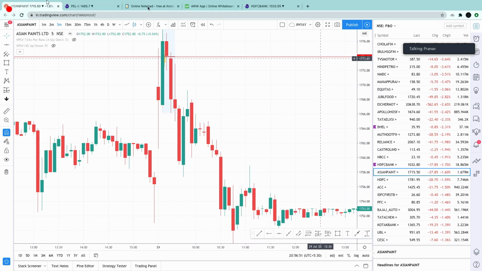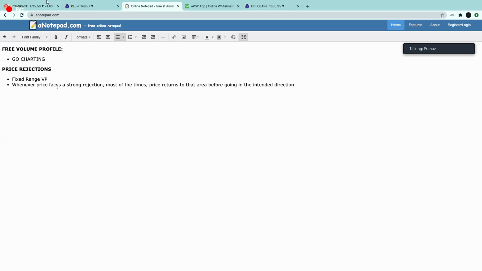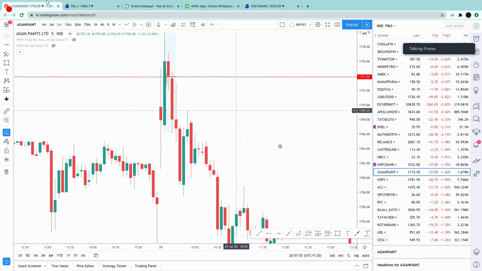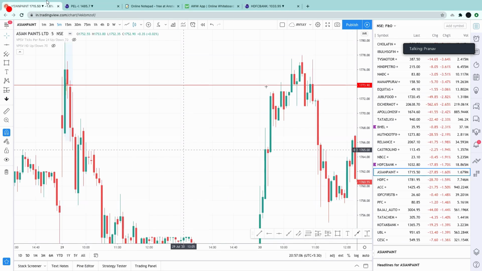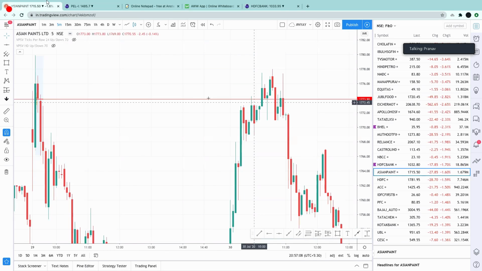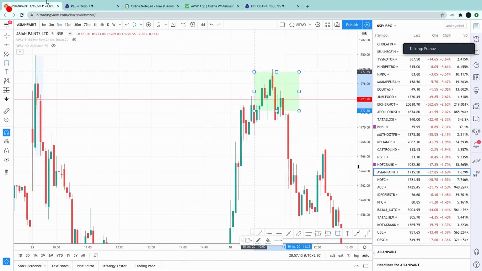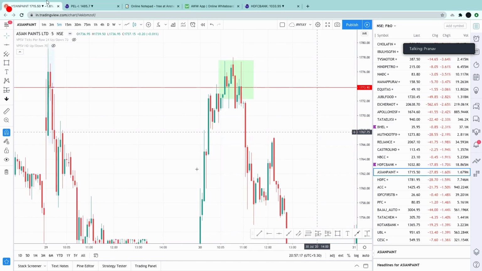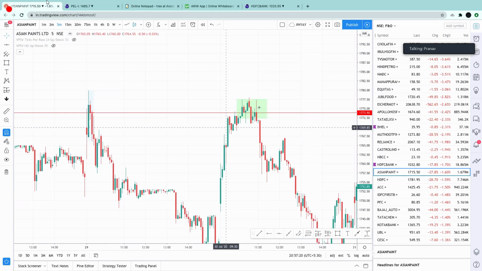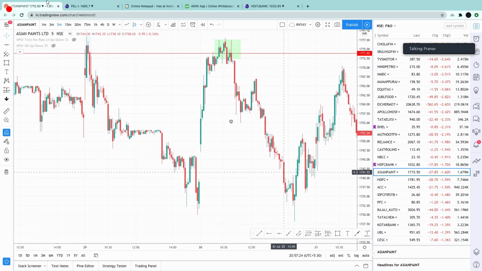Okay, like I said, please note this down. Whenever price faces a strong rejection, most of the time price returns to that area before going in the intended direction. So what I want you to do is mark out this price, and wait for price to return. Now when price returns, you again see here you face rejection in this zone, and when it starts going down, you can sell again. Because like I said, price will return to that area which has been rejected strongly, and then it will continue in the same direction to the downside. Okay, this is what I want you to do.